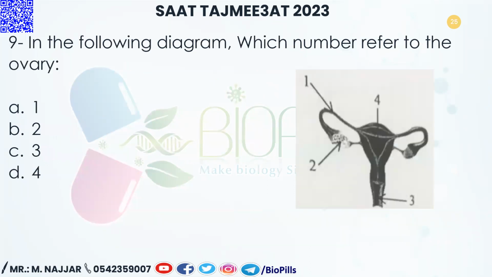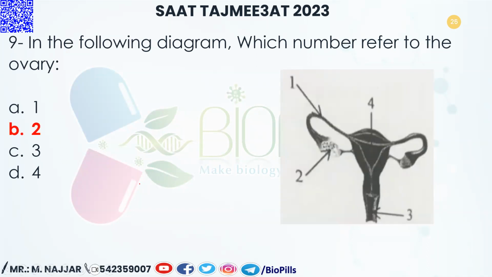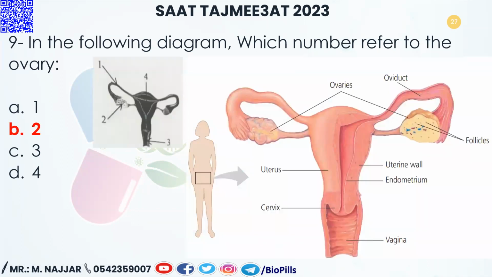In the following diagram, which number refers to the ovary? Ovary is referred to by which number? Yes, of course, it's B. So this is the ovary, this is the fallopian tube, number 4 is the uterus, 3 is the vagina. Yeah, it's extra details.